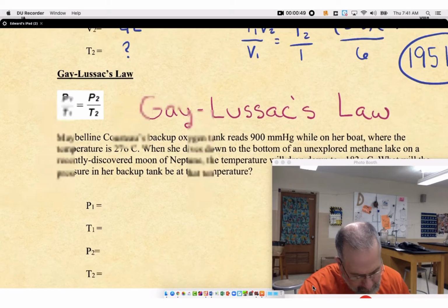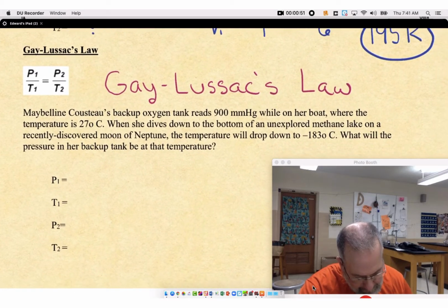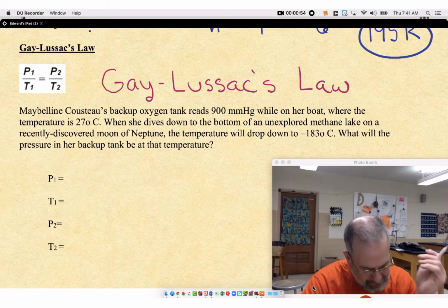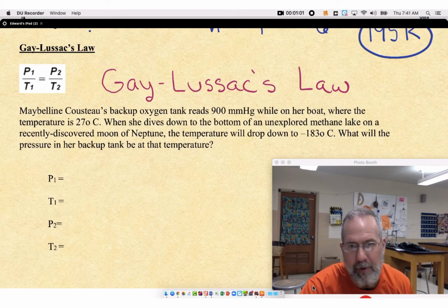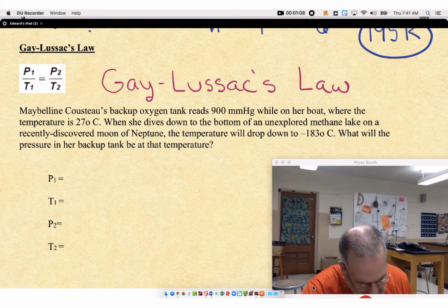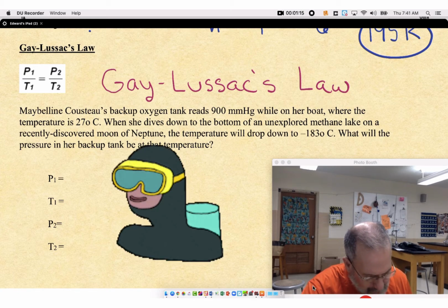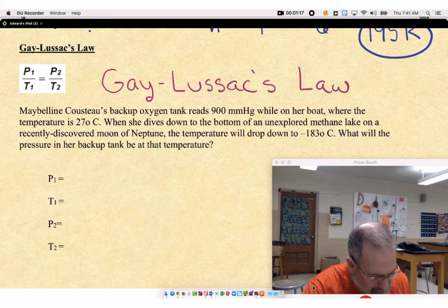Maybelline Cousteau's backup oxygen tank reads 900 mmHg while on her boat, where the temperature is 27 degrees Celsius. When she dives down to the bottom of an unexplored methane lake on a recently discovered moon of Neptune, the temperature will drop down to negative 183 degrees Celsius. What will be the pressure in her backup tank at that temperature?